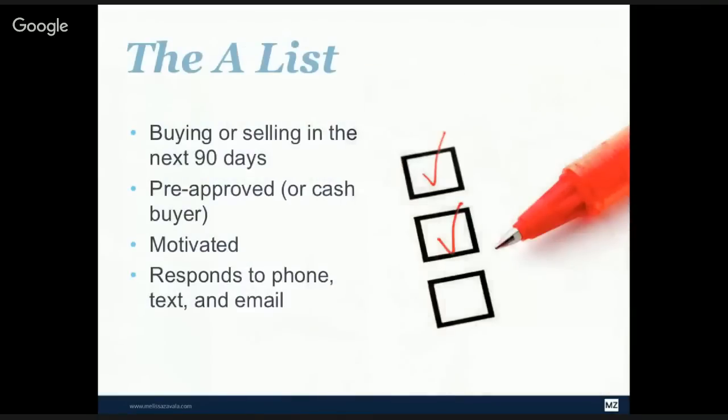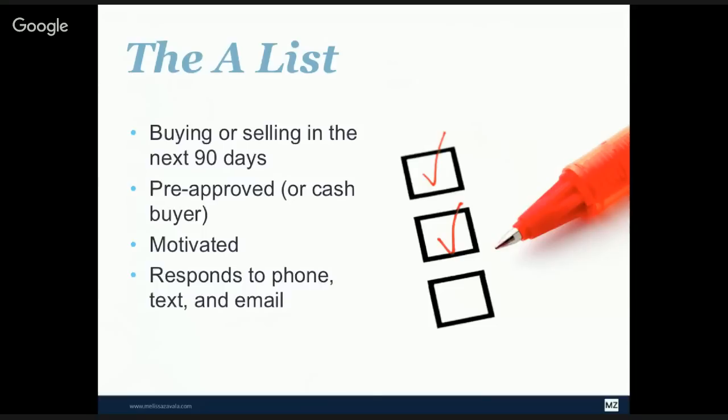So you've got your A list. Those are people who are buying or selling in the next 90 days. Pre-approved or cash buyers, they're motivated. They respond to phone, text, and email. These are the people you've got to get on a hot list. These are your hot buyers. Again, buying or selling in the next 90 days, pre-approved or cash buyer, motivated, and responding to phone, text, and email.